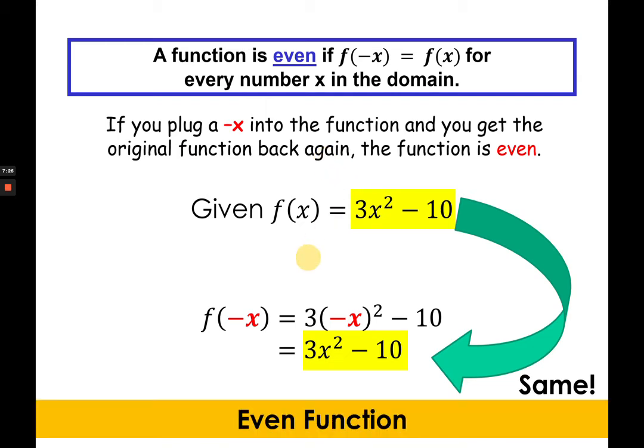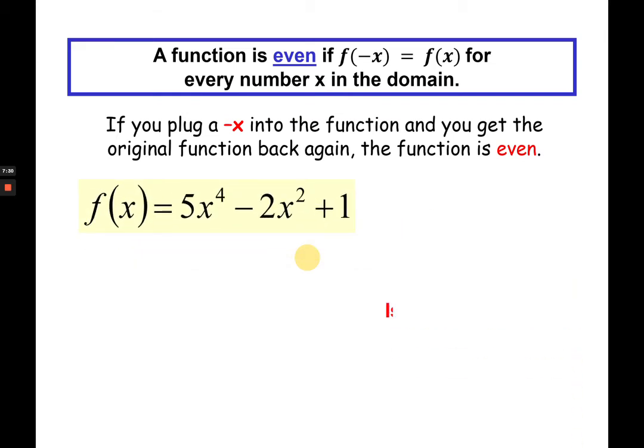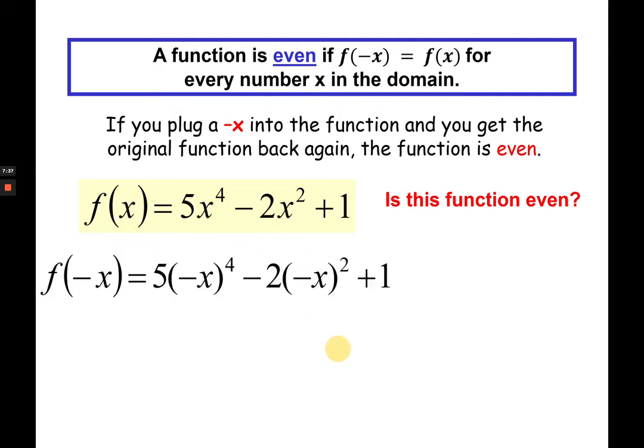We have an even function. Let's have another example. Is this function even? Well, if we substitute a negative x on each axis, negative x to the power of 4 does not change because it becomes positive. Because negative times negative is positive.